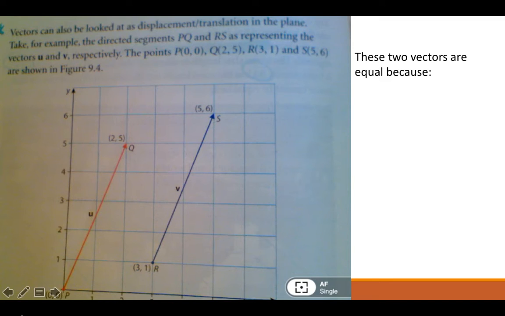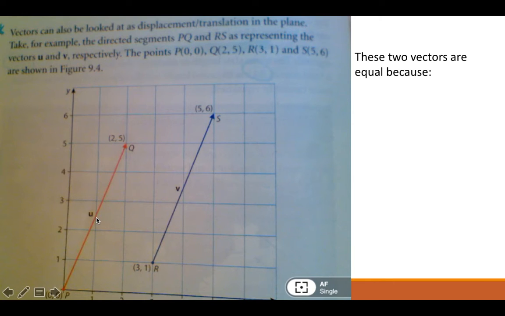If I wanted to talk about their magnitude, I could say that the magnitude of this line right here would be the square root of 5 squared plus 2 squared. So thinking about this as a right triangle, and then using the Pythagorean theorem to find out the magnitude of vector u, that would be the square root of 29 here. And then if you think about this also as a right triangle, you can see that the change here is also 2, and the change here is also 5, just like it was here.